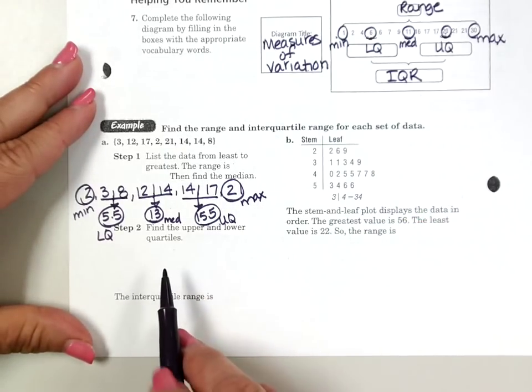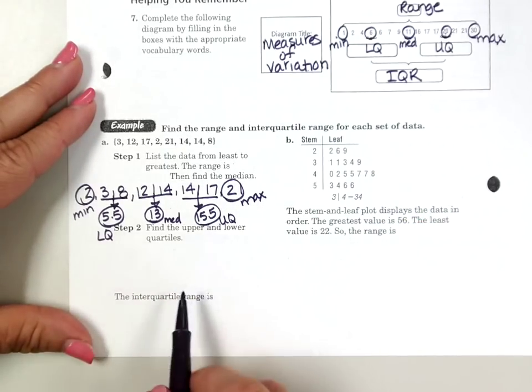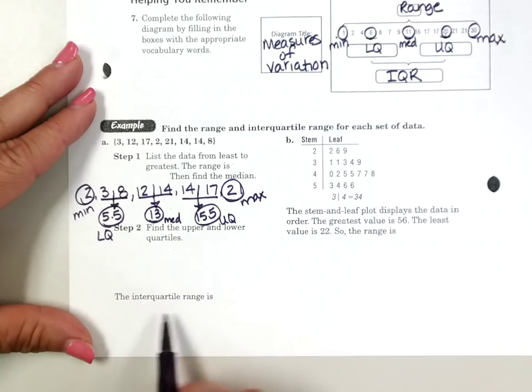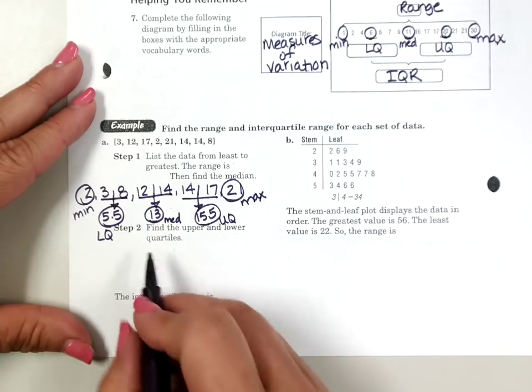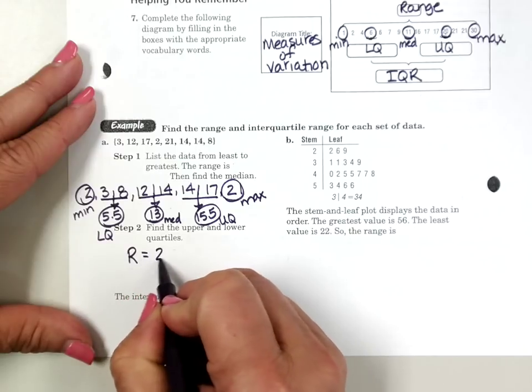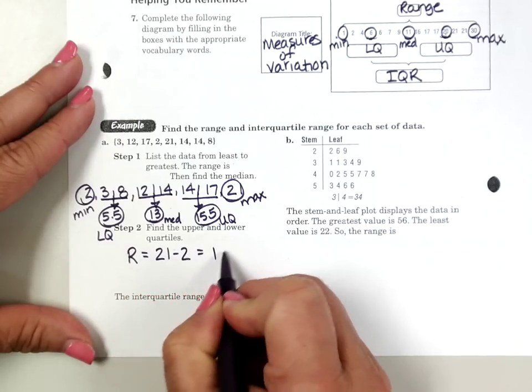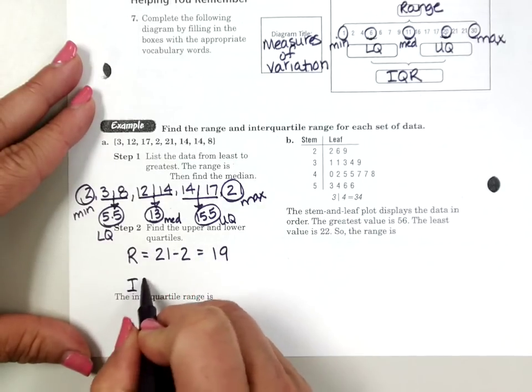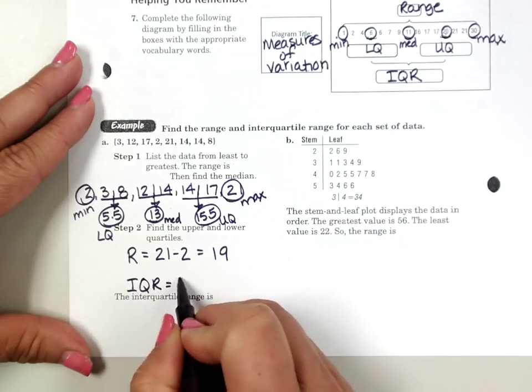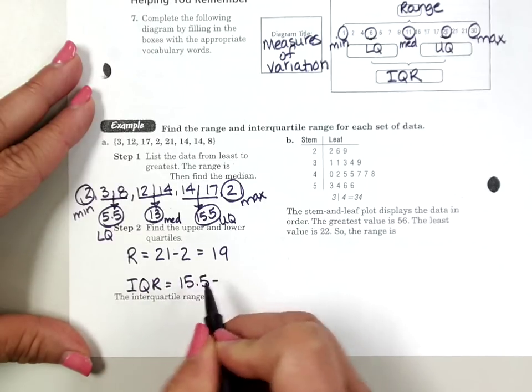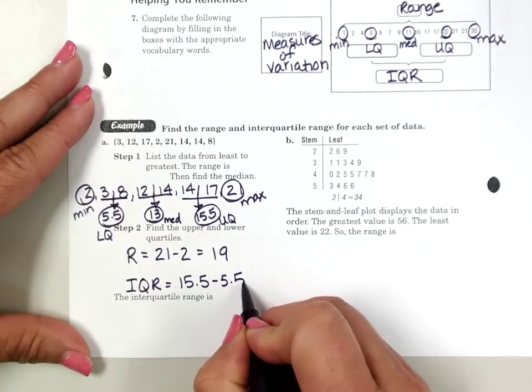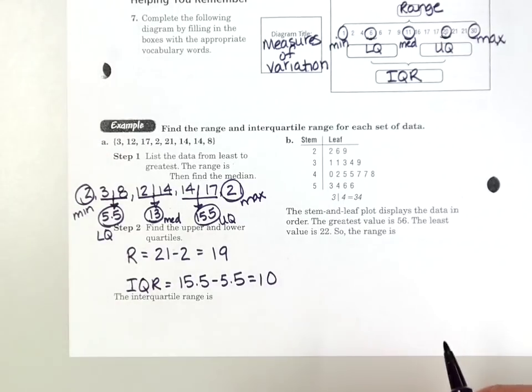Find the upper and lower quartiles. So we found everything on there. And then we're going to find the interquartile range. So range first is 21 minus 2. That's 19. The interquartile range is the upper quartile, 15.5, minus the lower quartile, 5.5, which is 10.